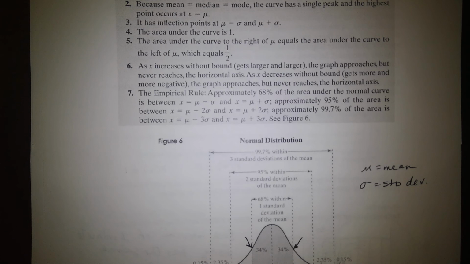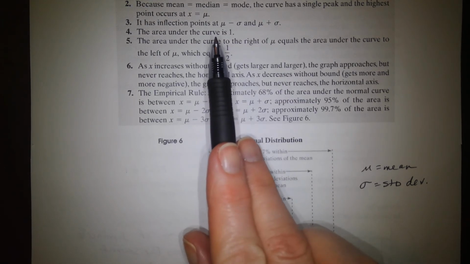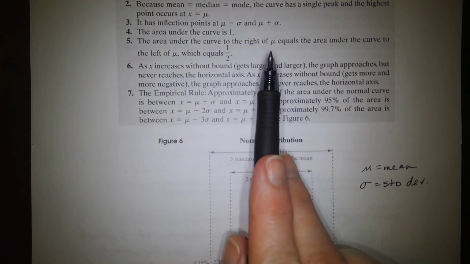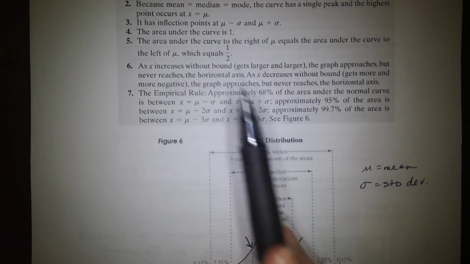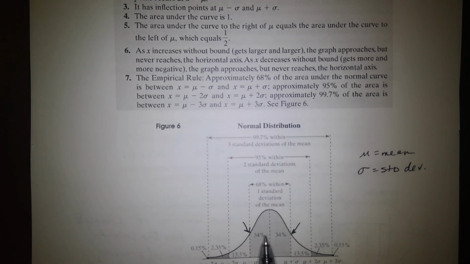The area under the total curve is 1. The area under the curve to the right of mean equals the area to the left of mean, which is 1/2. So this side of the graph is 50%. This side of the graph is 50%.